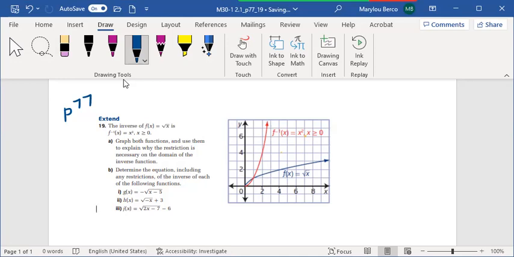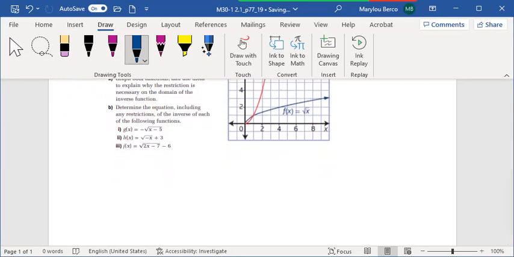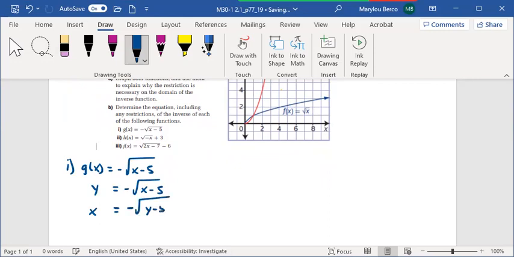B. Determine the equation, including any restrictions, of the inverse of each of the following functions. First one is g(x) = -√(x - 5). Well, we have y = -√(x - 5). That's our function. So for our inverse, we switch the two variables, or interchange, and we solve in terms of y.